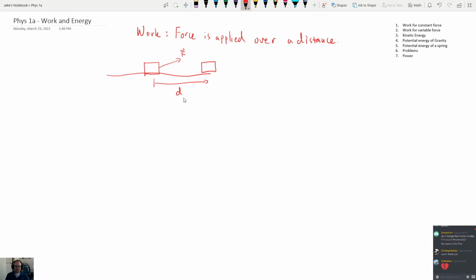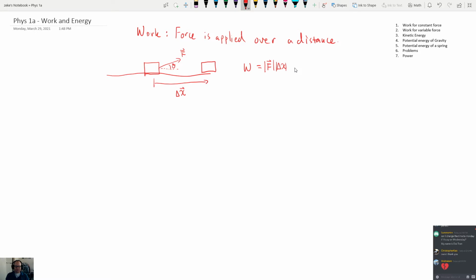Then the work that's done is going to depend on the force, the distance, and the angle between the two of them. So if we define this angle right here to be theta, then we can define work to be equal to the force magnitude, multiplied by the distance magnitude, and then multiplied by the cosine of the angle between the two of them.